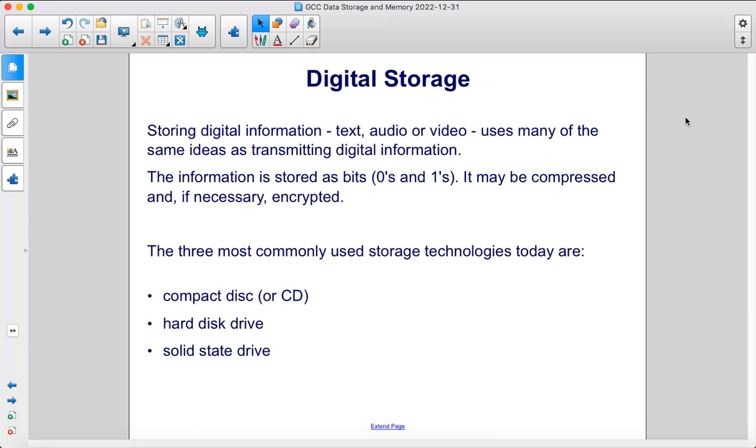Storing digital information, like text, audio, or video, uses many of the same ideas as transmitting digital information. The information is stored as bits. It may be compressed and, if necessary, encrypted. The 3 most commonly used storage technologies today are compact disks, hard disk drives, and solid-state drives.